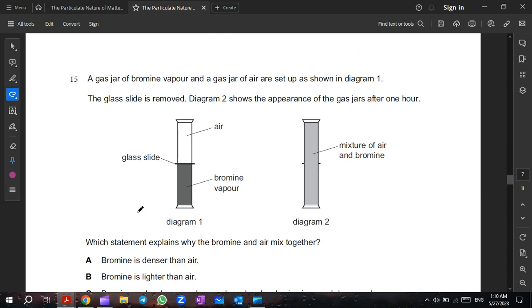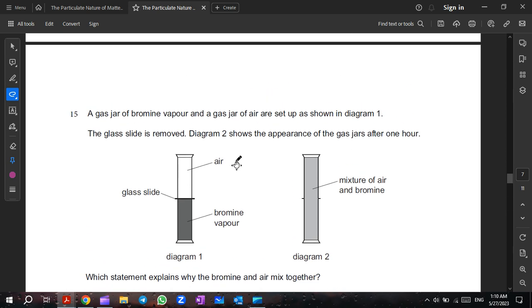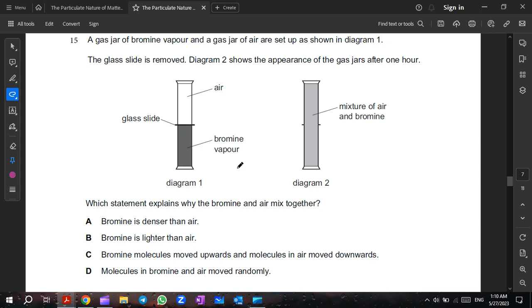Let's move on. Question 15. A gas jar of bromine vapor and a gas jar of air are set up as shown in diagram 1. The glass slide is removed. Diagram 2 shows the appearance of the gas jars after 1 hour. Which statements explain why the bromine and air mix together? Bromine is denser than air. Bromine is lighter than air. Bromine molecules move upwards and molecules in air move downwards. Molecules in bromine and air move randomly.